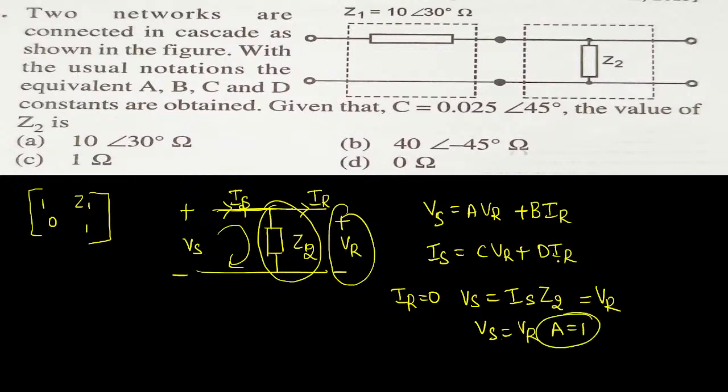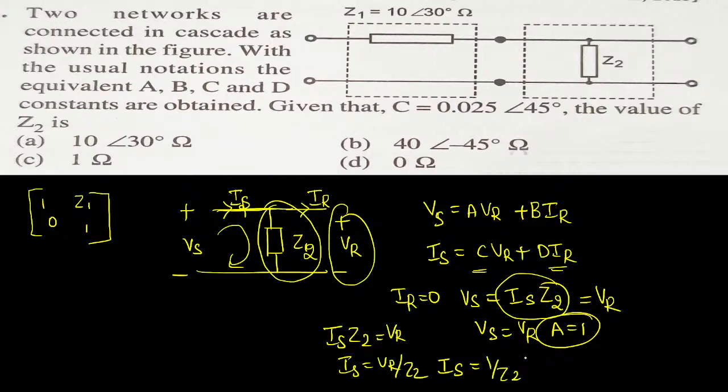Similarly, when the IR value is 0, we can also calculate C. We know the value of receiving end current is 0. Just now I have written the expression: IS into Z2 equals VR. From this, the value of IS equals VR divided by Z2, so that is 1 by Z2 into VR. This is IS equal to C into VR, so the value of C is 1 by Z2. So next, what we found is the value of A is 1 and the value of C is 1 divided by Z2. Let us catch up the remaining values.